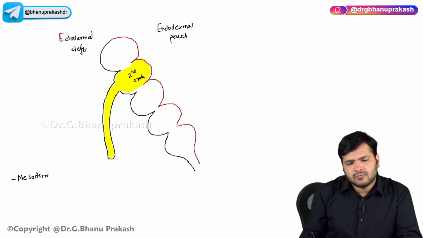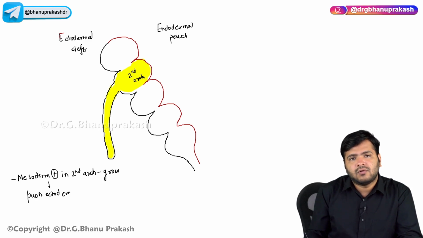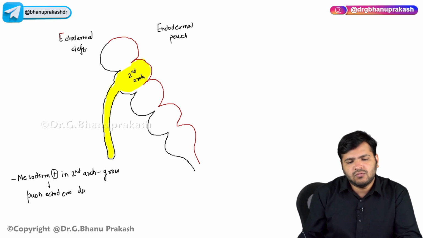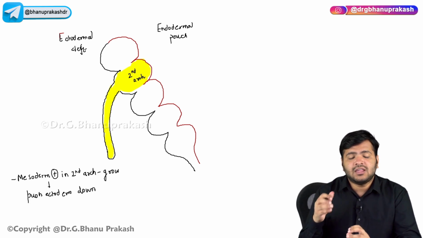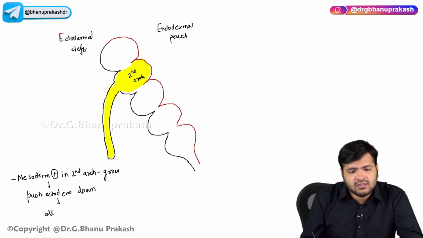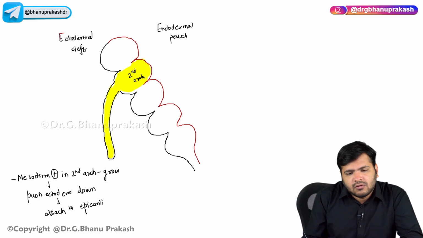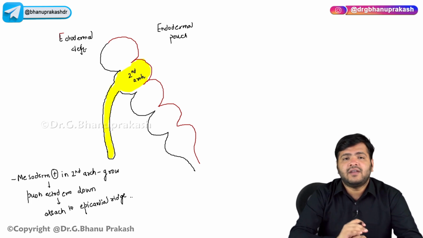the mesoderm present in the second arch, basically it will grow, push the ectoderm on one side. It will push the ectoderm down, and this ectoderm will be attached to the epicardial ridge, right? It will attach to the epicardial ridge, right? So it will obliterate the other clefts also.